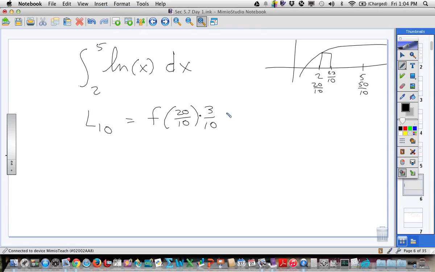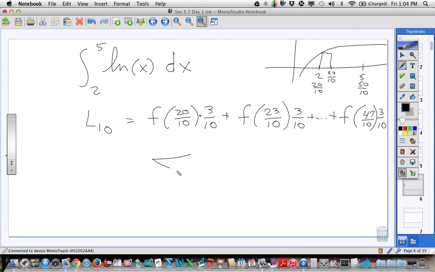The next one will be at 23 tenths. And my last one is at 47 tenths, which is 1 width short of the end. Left's always 1 width short of the end. That'd be 3 tenths short of here, 47 tenths.